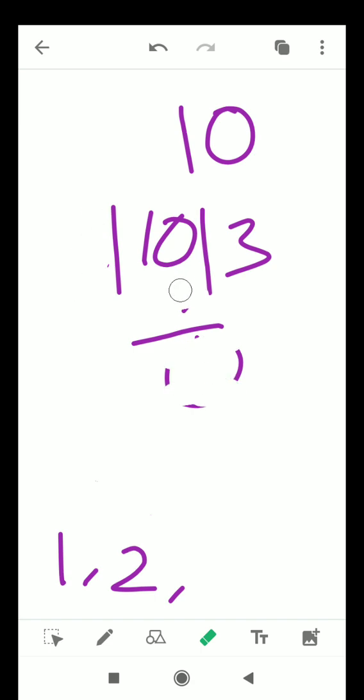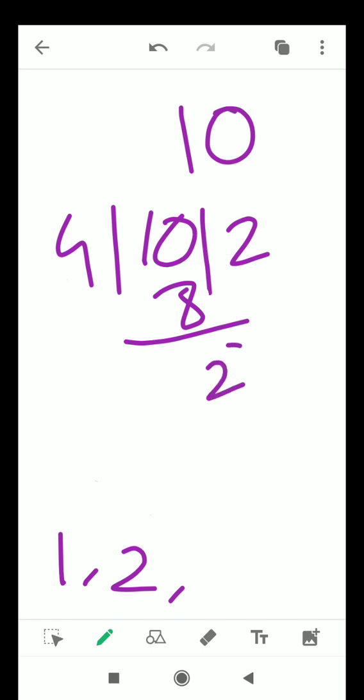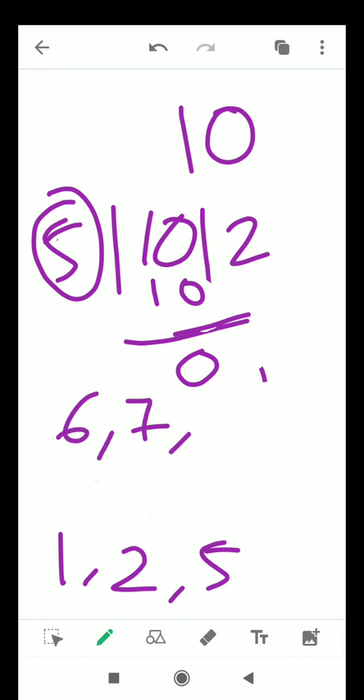After that, we have 4. Check whether 4 divides 10 exactly. If we divide 10 by 4, we get remainder 2. So 4 is not an exact divisor, and 4 is not a factor of 10. Similarly, we check 5. 5 twos are 10 and the remainder is 0. So 5 is another factor. Now if we go for 6, 7, 8, 9, none of these numbers is an exact divisor of 10, so they are not factors of 10.